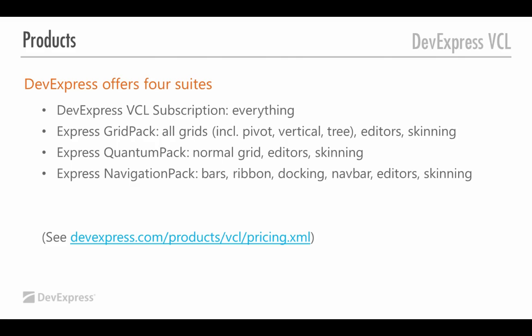For historical reasons, essentially to support long-established customers who were able to purchase individual controls back in the day, we provide 3 smaller packages. Express Grid Pack includes all of the grid controls, including the pivot grid, the tree list and property editor, together with layout support, skinning and all the data editors. Then we have the Express Quantum Pack, which removes the specialized grid controls. Finally, there's the Express Navigation Pack that contains the various toolbars, menus, and ribbon, navigation bars and so on.